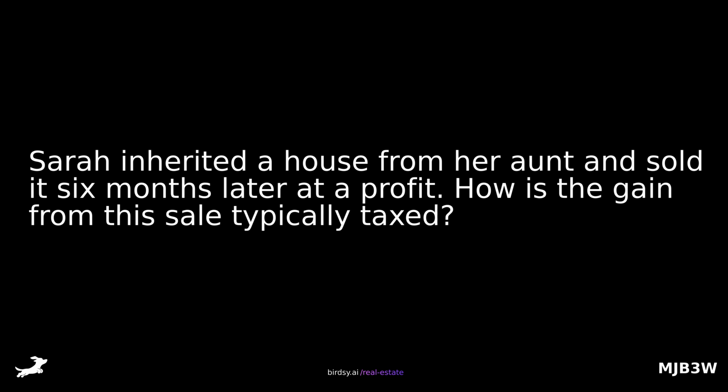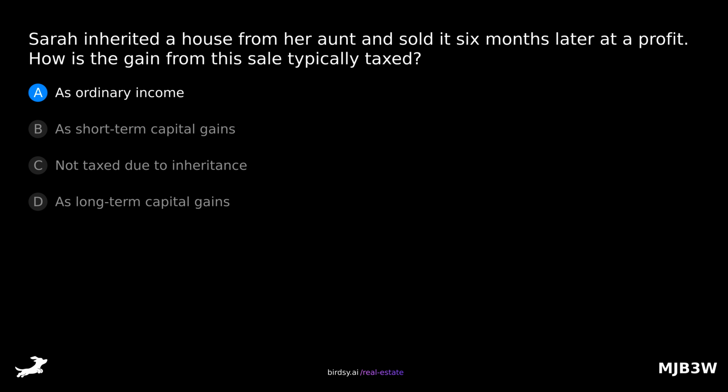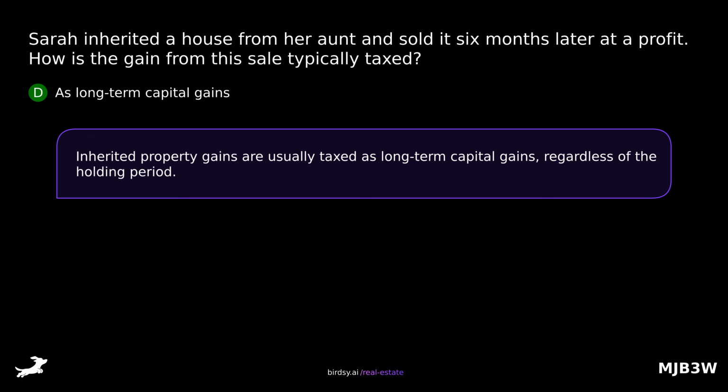Sarah inherited a house from her aunt and sold it 6 months later at a profit. How is the gain from this sale typically taxed? Is it A, as ordinary income, B, as short-term capital gains, C, not taxed due to inheritance, or D, as long-term capital gains? The answer is D, as long-term capital gains. Inherited property gains are usually taxed as long-term capital gains, regardless of the holding period.